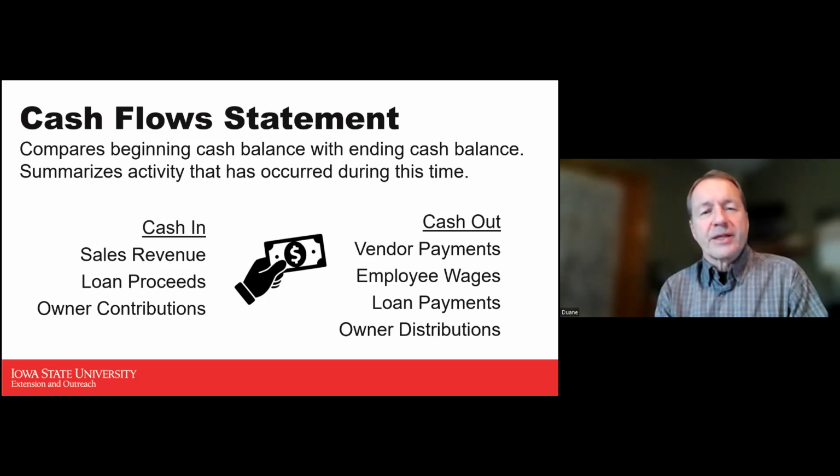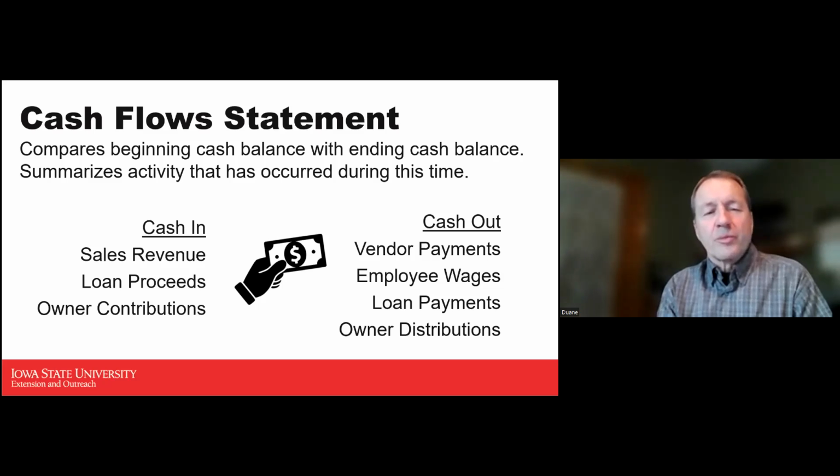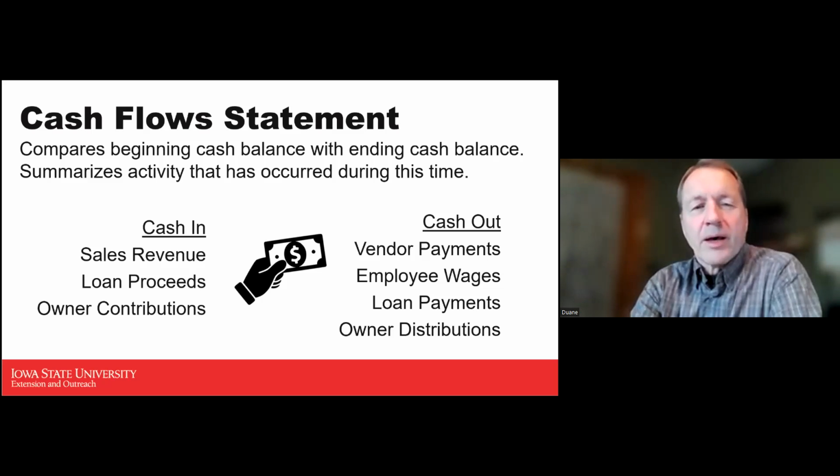What this does is summarize the activity that has occurred during the period. We start with our beginning cash, a whole bunch of things happen in the middle, and then we have our ending cash balance, and then we're going to look at what happened in the middle. So the cash in would be things like, of course, sales revenue. If we happen to take a loan during the period, that would be cash coming in. And again, the owner contributions we might be making during a given period. And then the cash out: vendor payments, employee wages. We probably have some loan payments. And then we might be taking out an owner distribution depending on our need.